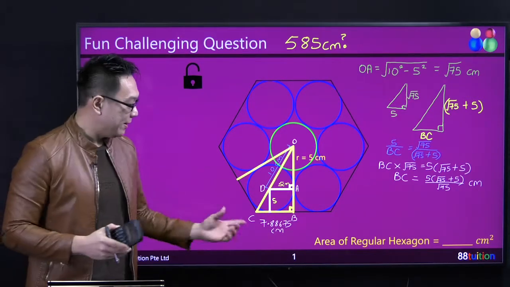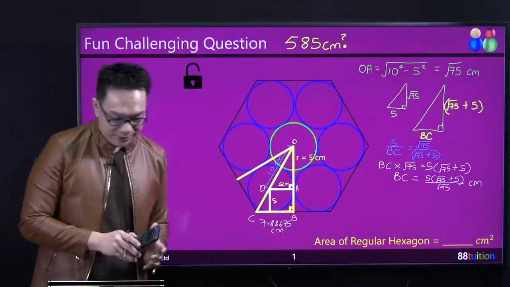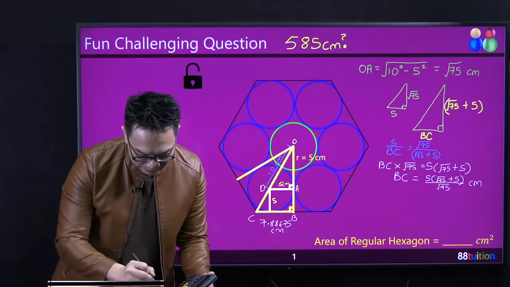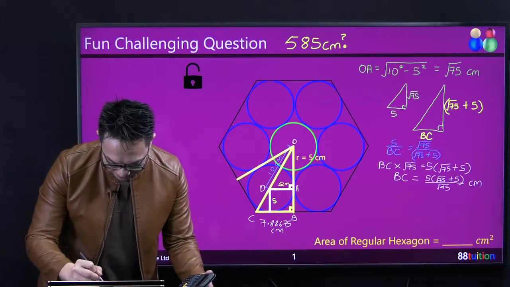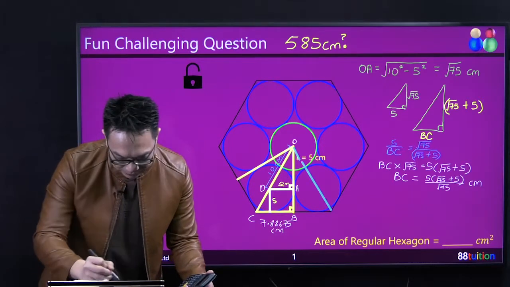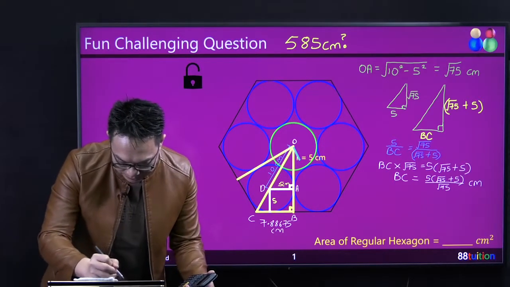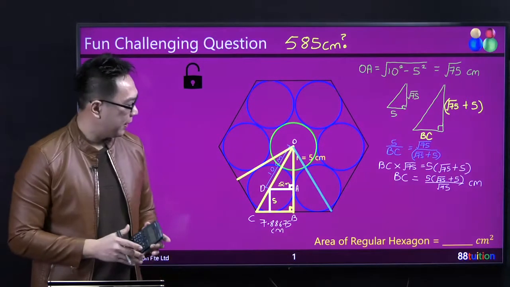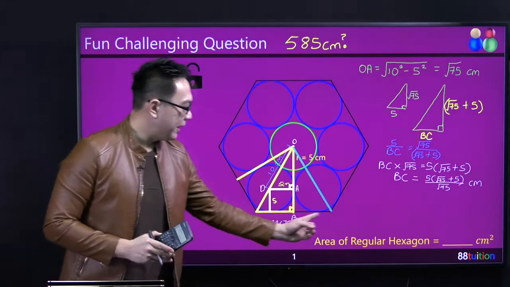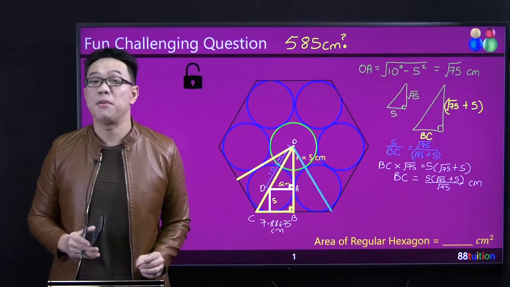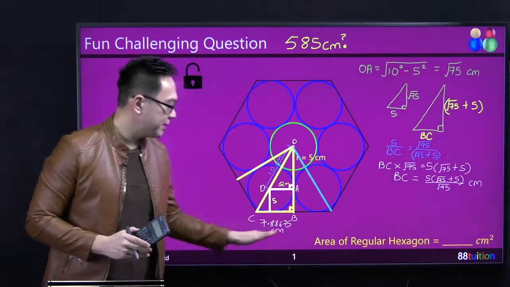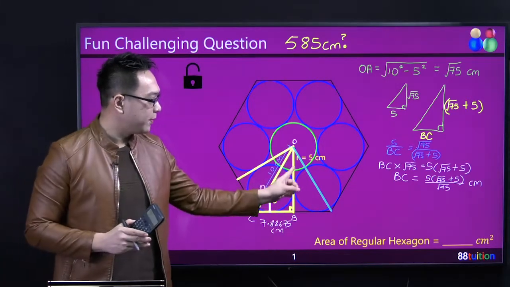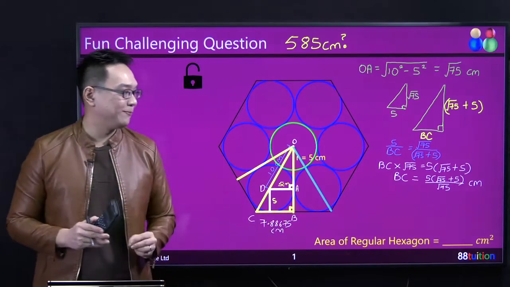So knowing one of these, we can find the rest already. How? This and this are the same. So if I draw another line down here, what do you see? You can see that it is a full triangle, right? Can I go and find the entire base first so that I can use my primary 4 method, half times base times height? Do I have the height OB? Yes, I have my height OB, which is square root 75 plus 5.